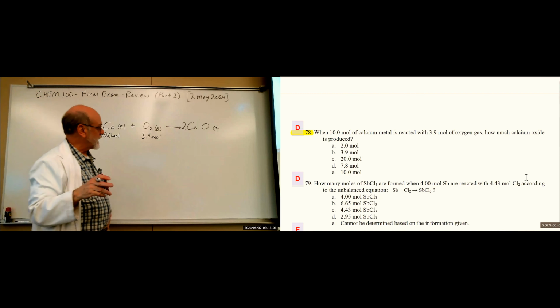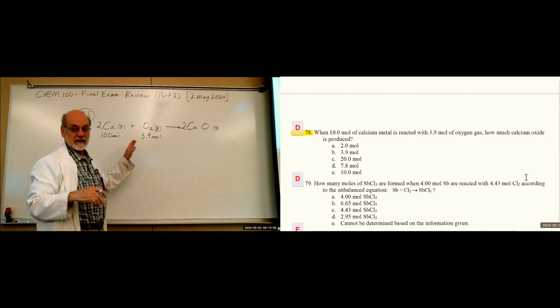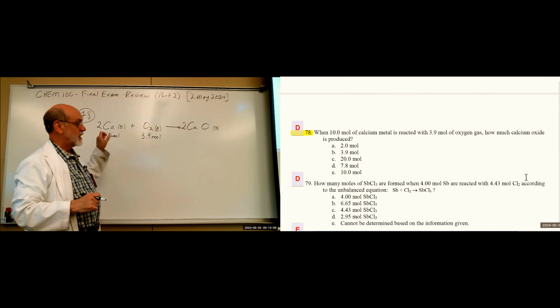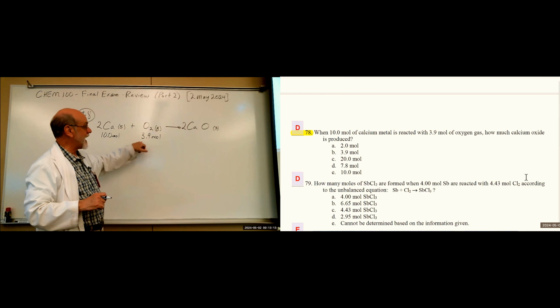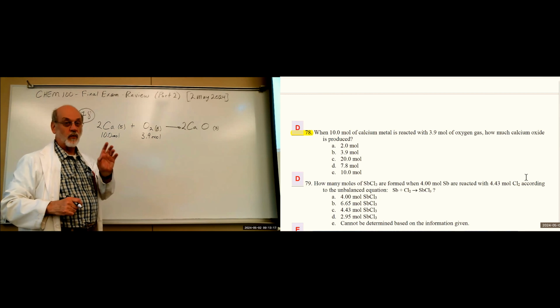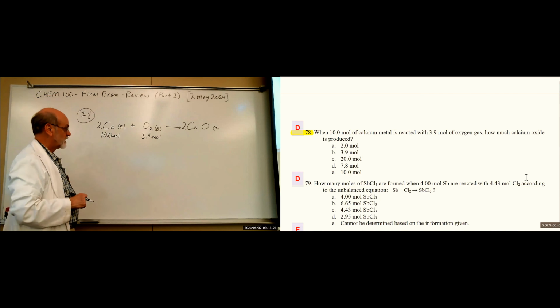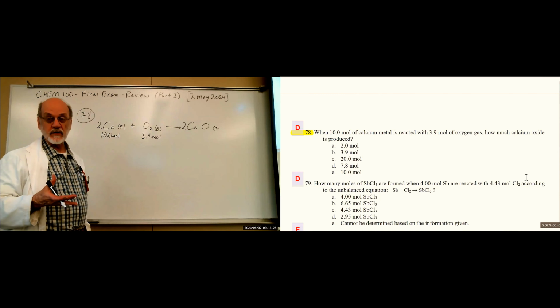In order to determine how much of this is produced, we have to know which one of these is limiting. Whenever you've got a reaction and definite amounts of the reactants are given, you can be pretty sure that one of them is going to run out. One of them will be limiting. So we have to determine which one is limiting. There are a couple of ways to do this.